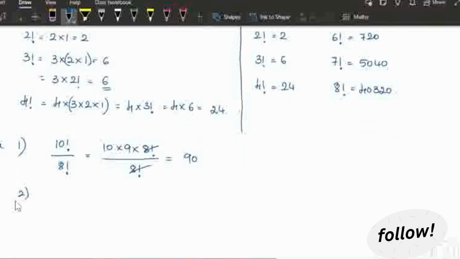Similarly, suppose we have 7 factorial by 4 factorial. Can you tell what is the answer for this? Mention in the chat what is the answer for 7 factorial by 4 factorial.